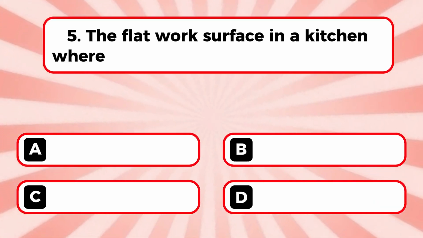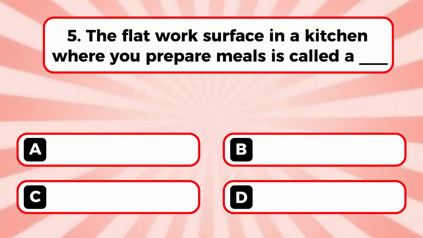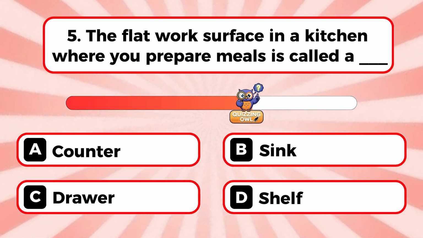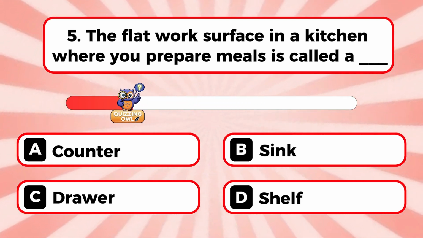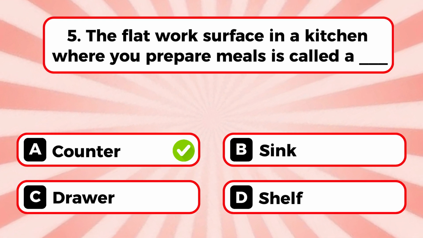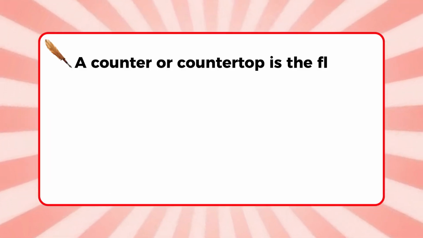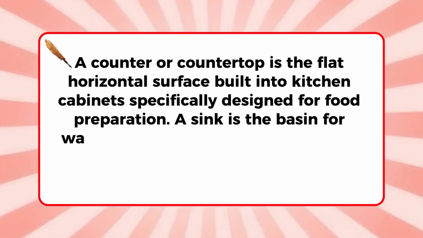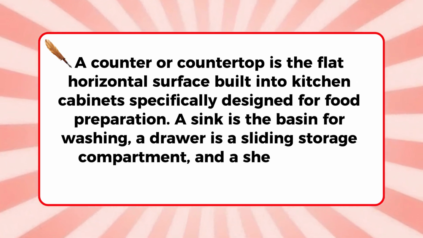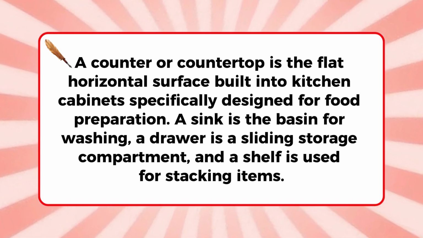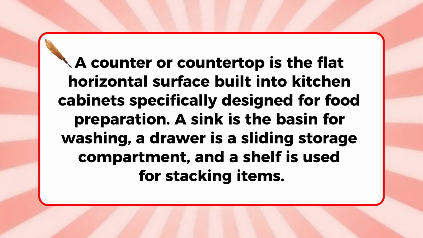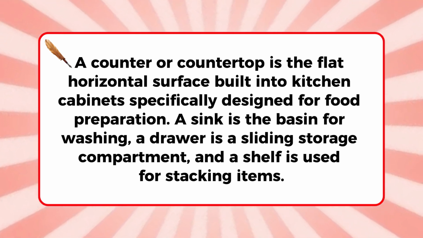5. The flat work surface in a kitchen where you prepare meals is called a counter. A counter or countertop is the flat horizontal surface built into kitchen cabinets specifically designed for food preparation. A sink is the basin for washing. A drawer is a sliding storage compartment, and a shelf is used for stacking items.